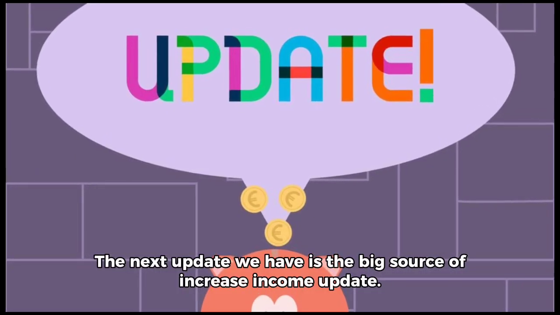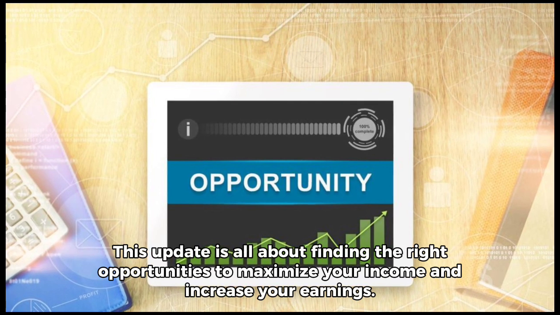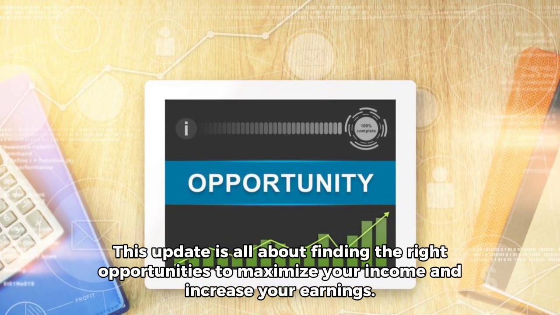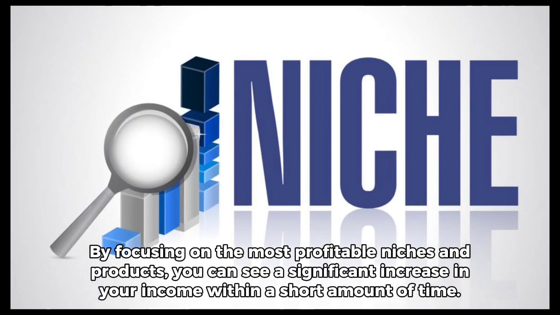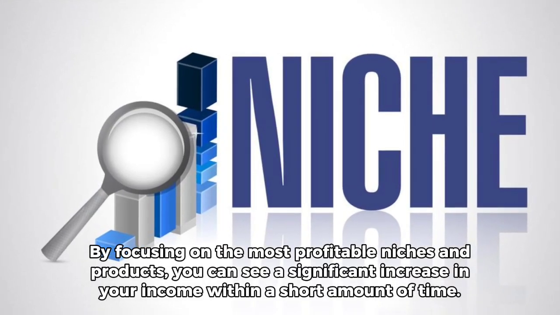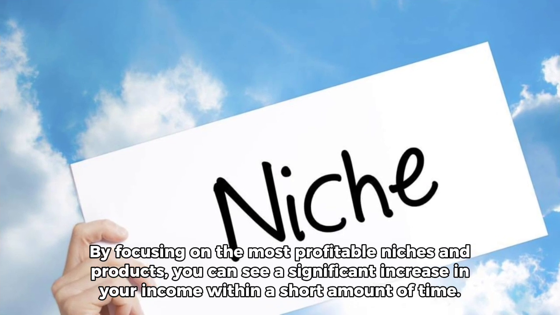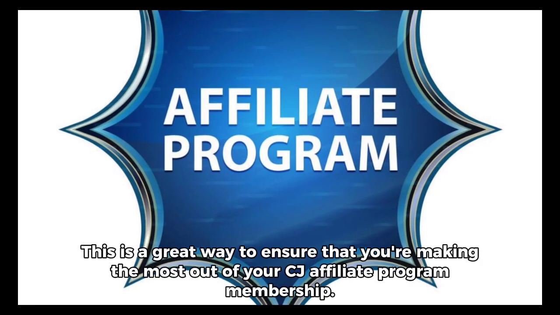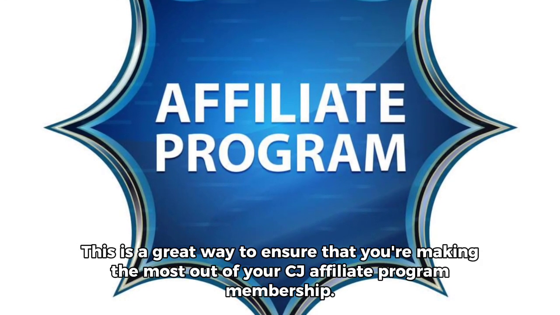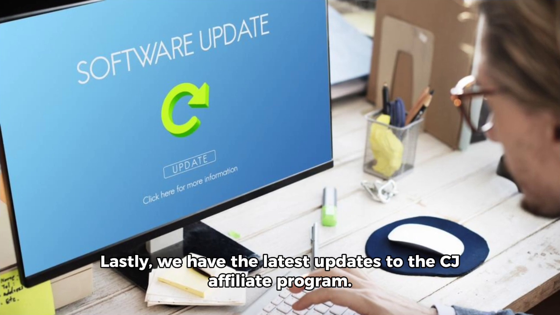The next update we have is the Big Source of Increased Income update. This update is all about finding the right opportunities to maximize your income and increase your earnings. By focusing on the most profitable niches and products, you can see a significant increase in your income within a short amount of time. This is a great way to ensure that you're making the most out of your CJ Affiliate Program membership.